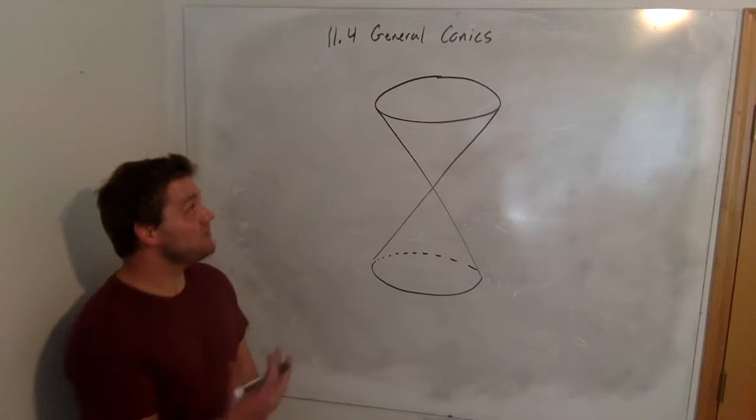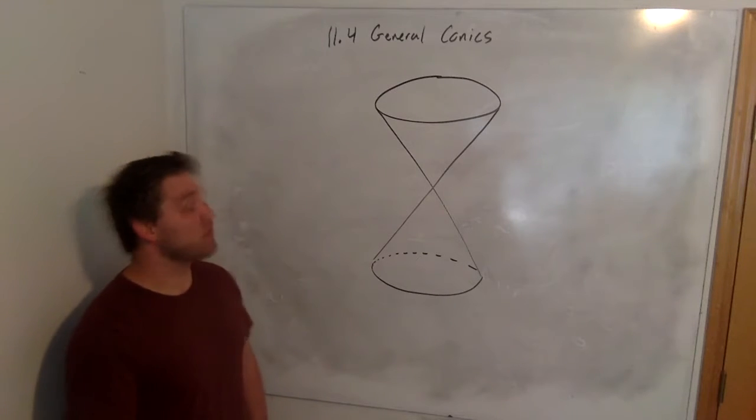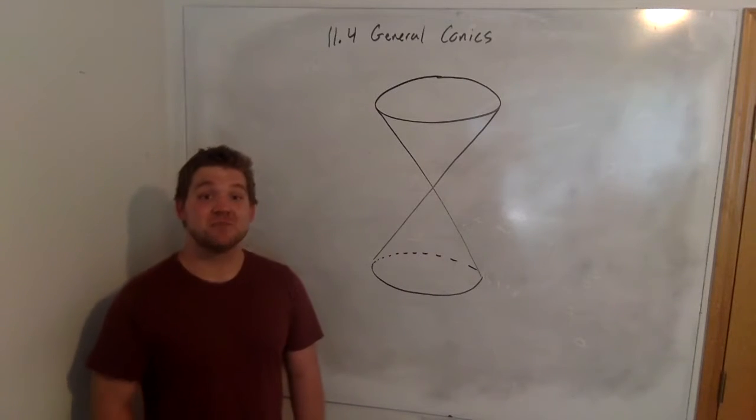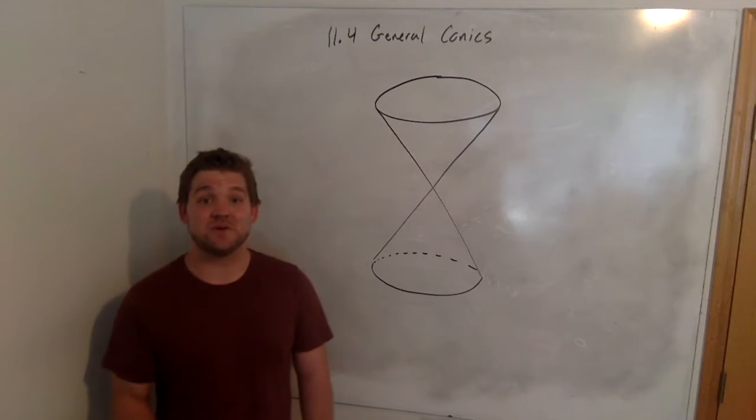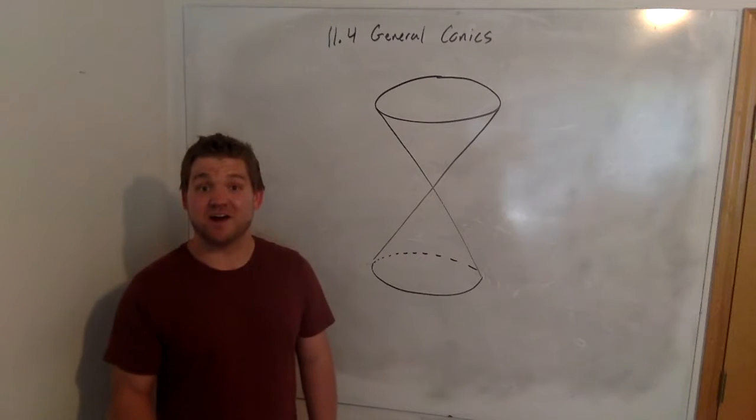So what we're going to do in this section is talk about general conics. Mainly, what I'd like to do in the first part of this video is talk about why these four shapes, the circle, the parabola, the ellipse and the hyperbola, are called conics.